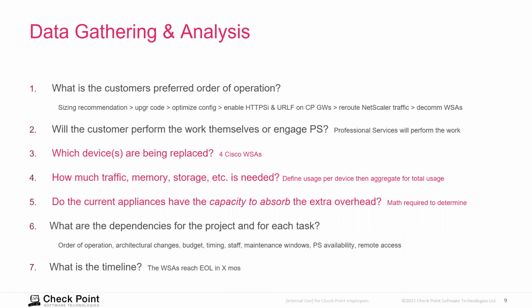or filtered. And then finally, well, 2 more things. So what are the dependencies for the project and for each task? Some dependencies, the order of operation, the architectural changes, budget, timing, staff, maintenance windows, PS availability, remote access. All of this plus more comes into play when you're building that plan out to do a code upgrade and consolidate architecture. And what's the timeline? So the WSAs in this case reach end of life next month.